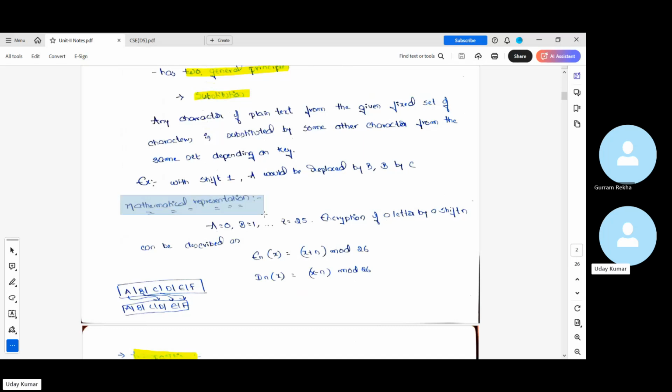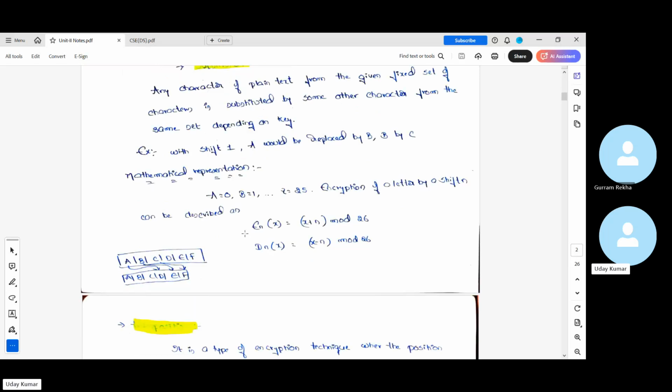So this is the mathematical representation. A equal to 0, B equal to 1, and so on, Z equal to 25. That is how you initiate the numbers from 0 to 25, a total of 26 alphabets. Encryption of a letter by shift n can be derived as follows. Encryption is x plus n mod 26. Why do you take this mod 26? It is to make sure that whatever you are getting is in this alphabet set only. That's why you take this modulus.